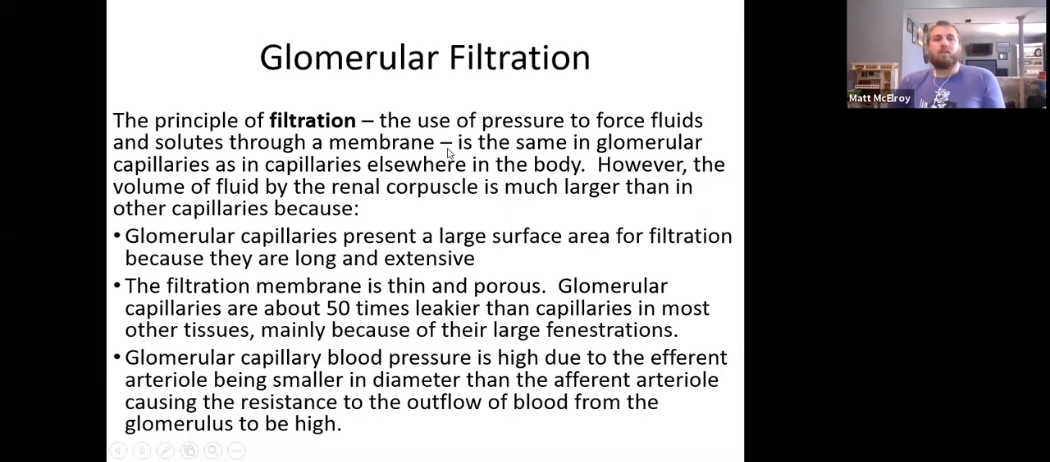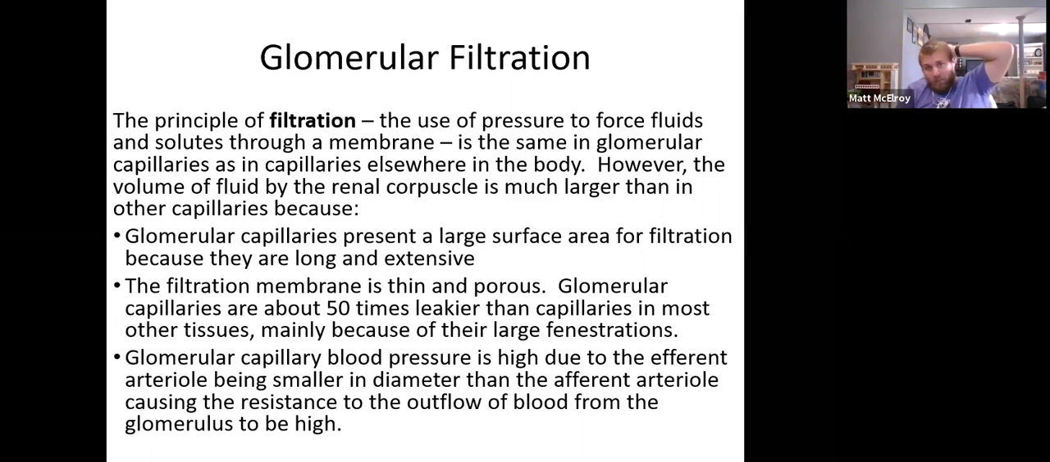The definition of filtration is the use of pressure to force fluids and solutes through a membrane. So we're going to be dealing with pressure gradients, just like we've been talking about for the last couple of weeks. The principle of filtration is the same in glomerular capillaries as in capillaries elsewhere in the body. However, the volume of fluid in the renal corpuscle is much larger than in other capillaries because the glomerular capillaries present a large surface area available for filtration, because they're very long and extensive.